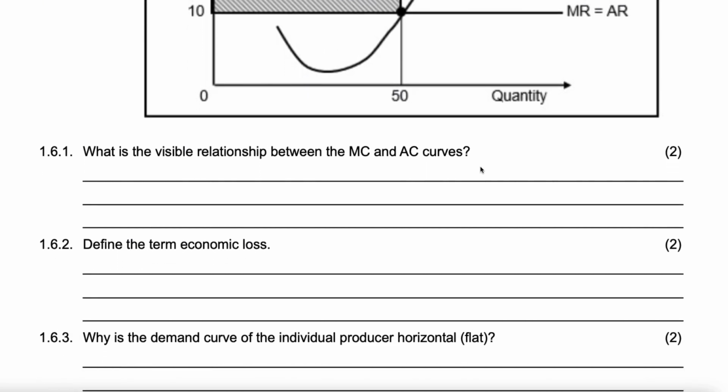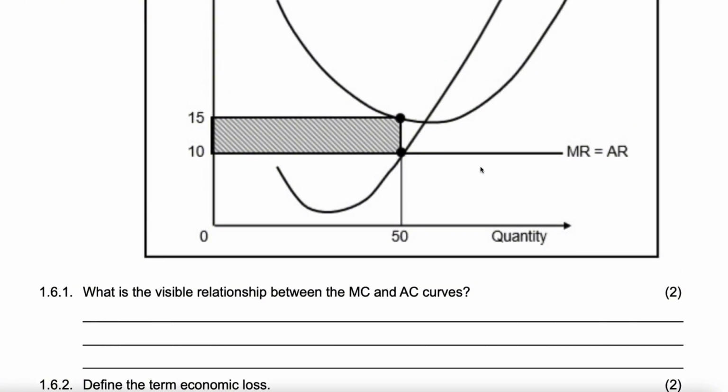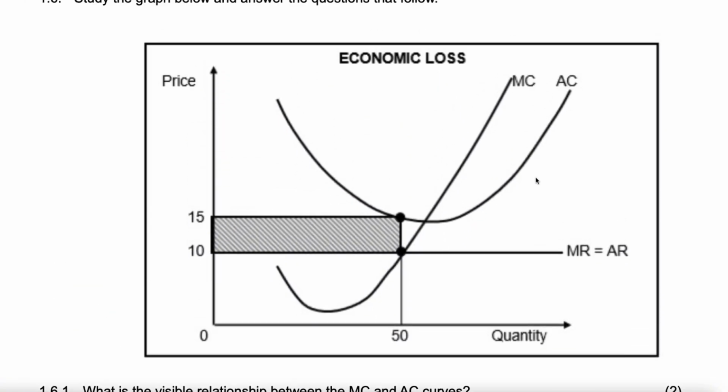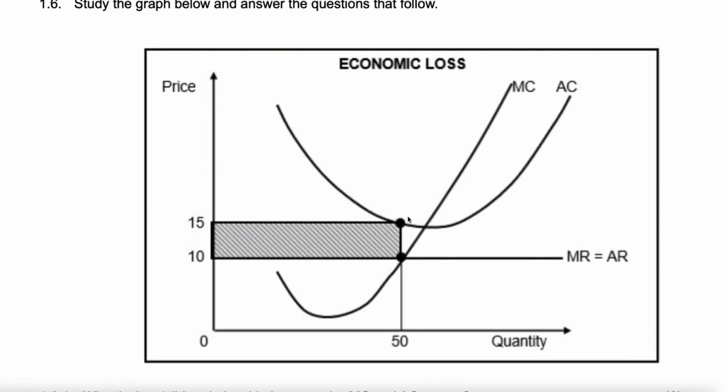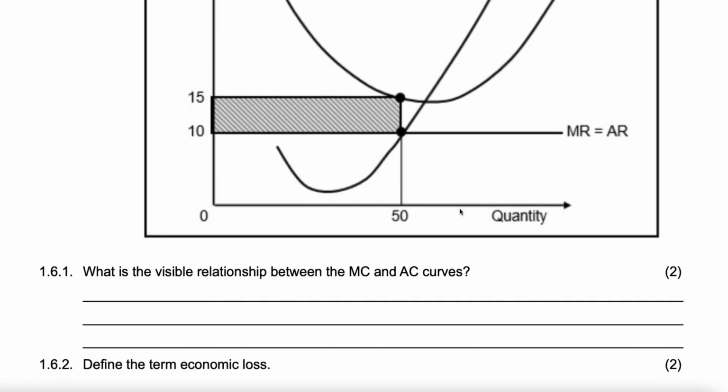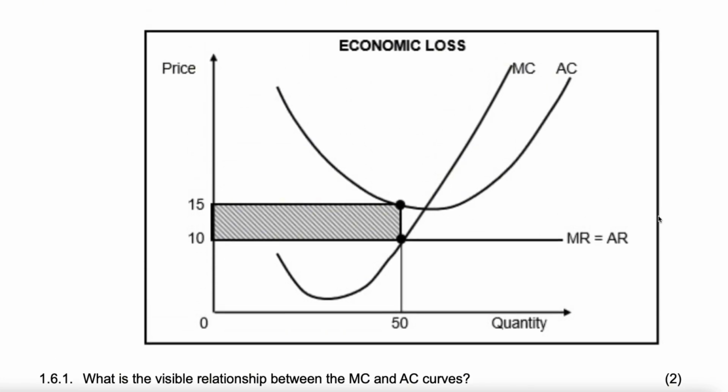So the first question here is, what is the visible relationship between MC and AC? Well, the answer that they're looking for in this case is that MC cuts AC at its lowest point. Okay, now this is the lowest point of AC, then MC will cut AC at that lowest point. Then the next one is define the term economic loss. Well, personally, I define it as a situation where average revenue is less than average cost. You can flip it and say it's a situation where average cost is greater than average revenue.